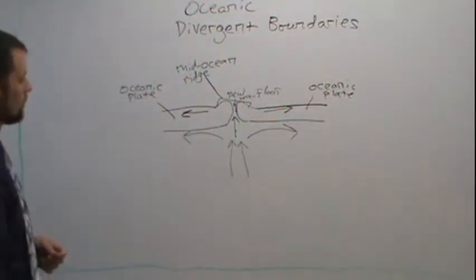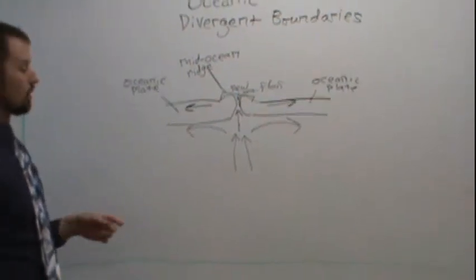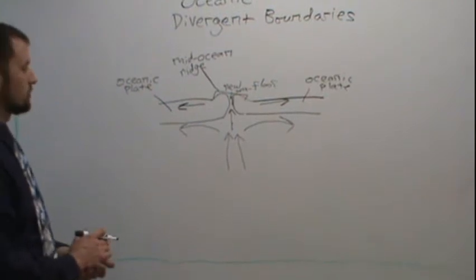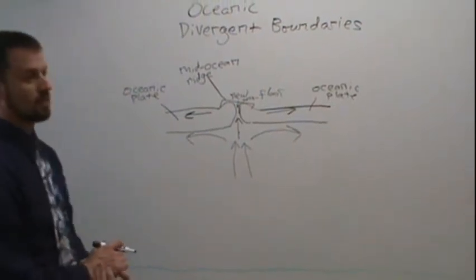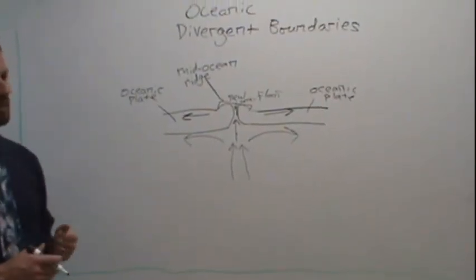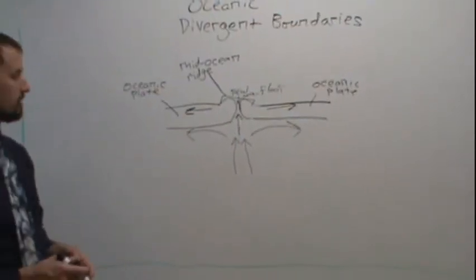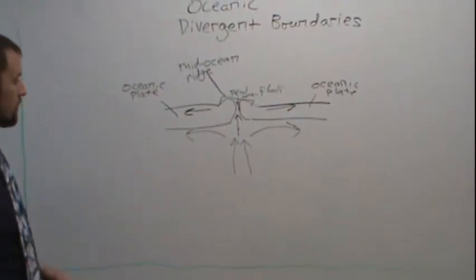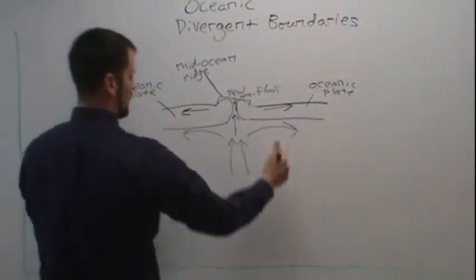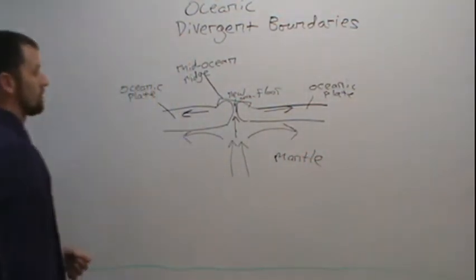All right, now a mid-ocean ridge is basically a long underwater volcanic mountain range, and the biggest and most famous one, the one that's talked about the most, is the Mid-Atlantic Ridge, separating the eastern hemisphere from the western hemisphere and pushing the continents further and further away from each other. All right. And of course, all this is taking place on top of the mantle. So that is oceanic divergent boundaries.